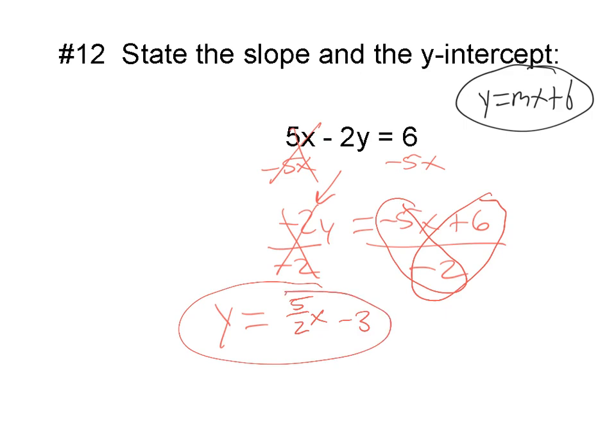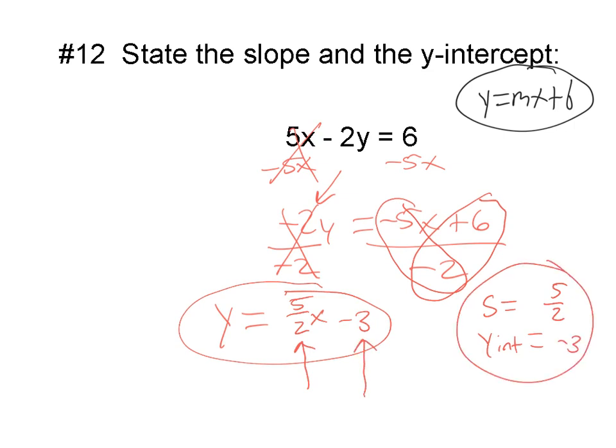Now we can finally answer the question. It asked what was the slope and a y-intercept. Well, the slope is this number before the x always, right? So this is our slope. And this number at the end is always our y-intercept. So there's our 2 answers for that one. Why don't you do number 12 while that's fresh in your mind?